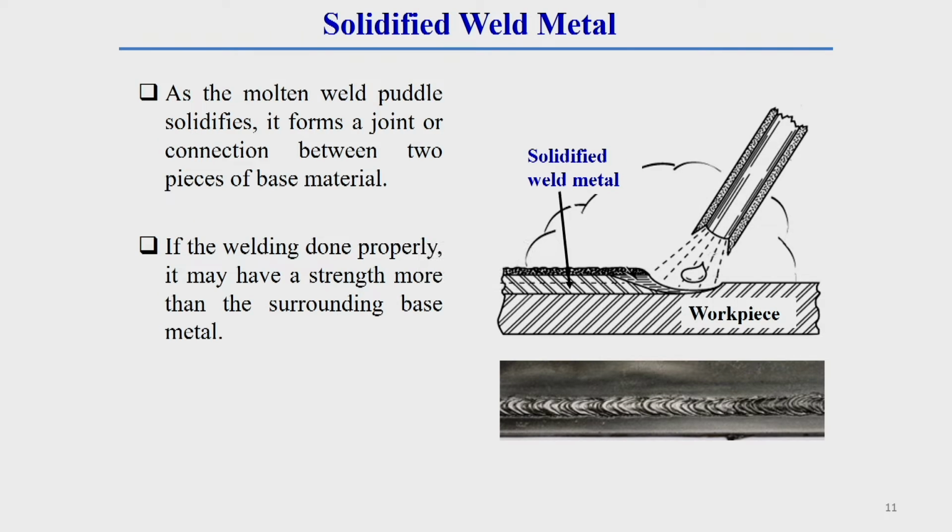Now, the solidified weld metal is another constituent, which I was also discussing. Solidified weld metal means that when the electrode material and base material solidify, they form a joint or connection between two pieces of base metal. You see this generally represents solidified weld metal, and here is a real picture of it. One thing you keep in mind: if the welding is done properly, this solidified metal can have more strength than the base material.